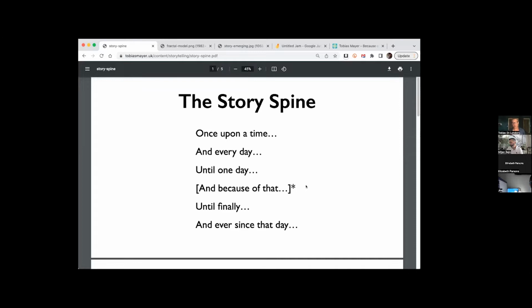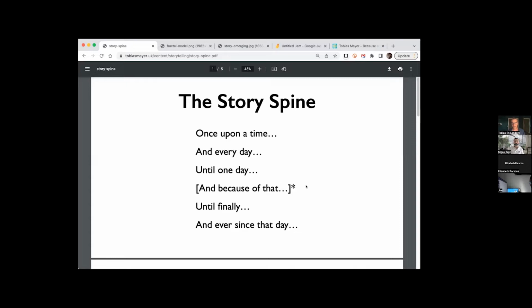And every good fairy story has a happily ever after at the end. Until finally, and ever since that day, until finally they settled down, built a castle and lived happily ever after. Right. So that's the structure. Now, we don't live in fairyland and we don't talk in this way. We don't talk using this kind of language.